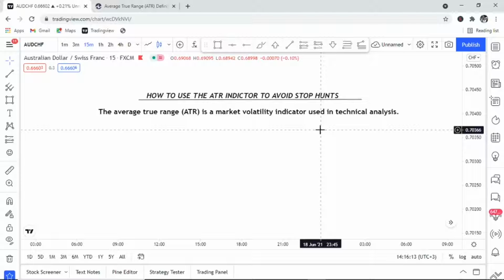I'm back again with yet another amazing video, and without further ado, let's get straight into it. In this video we're going to be talking about how to use the ATR indicator to avoid stop hunts.